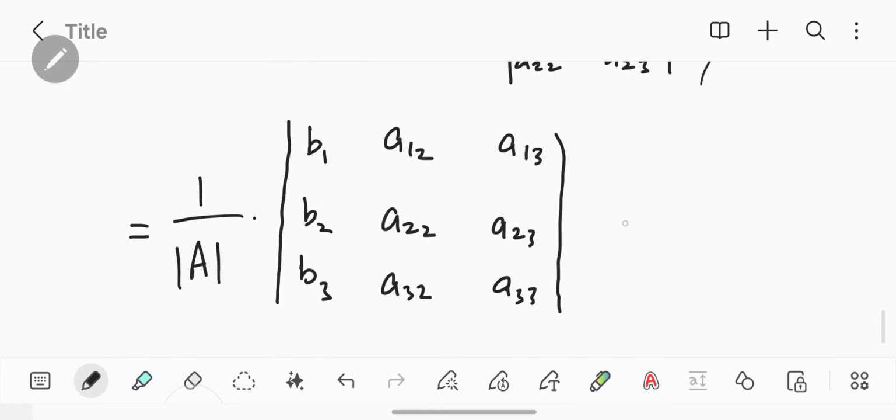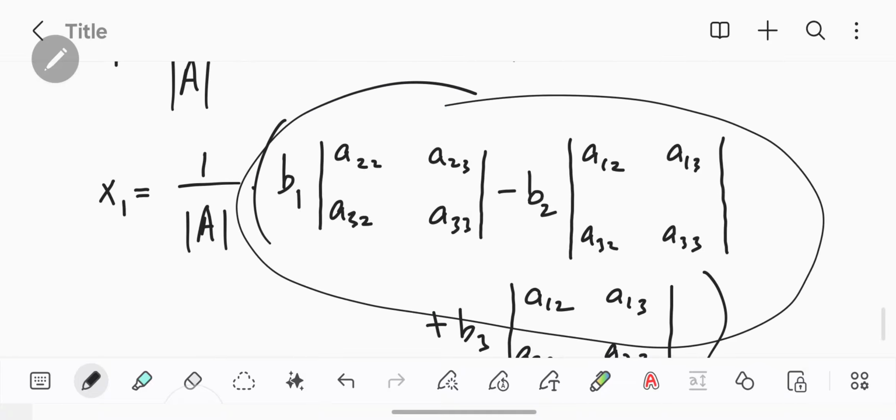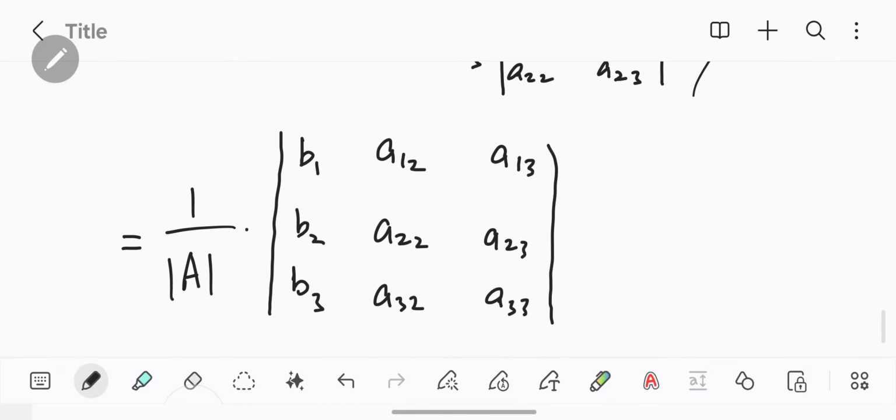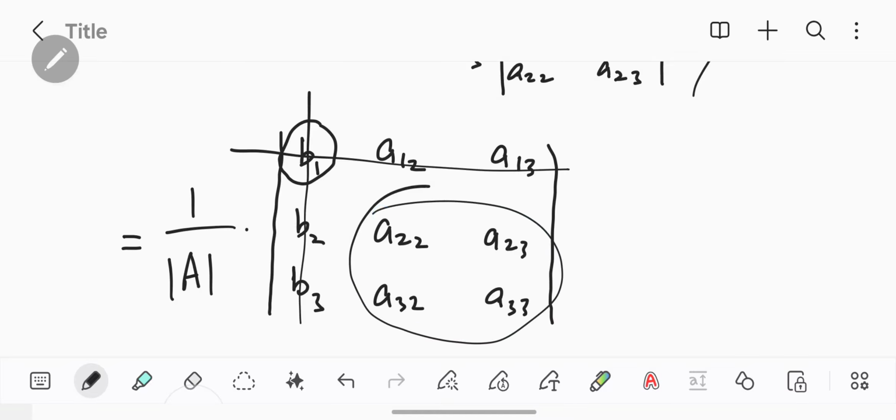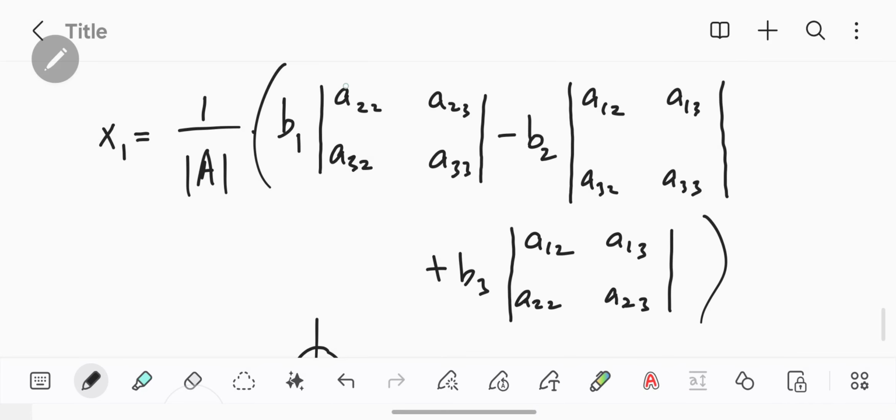Maybe you will not agree with me at this point, but if you expand this determinant along the first column, then you will exactly get these things. Look, so if I expand the determinant along this first column, first I will get B1, okay? Then I will remove this and this, I will get the determinant of this. So B1 times the determinant of this thing.